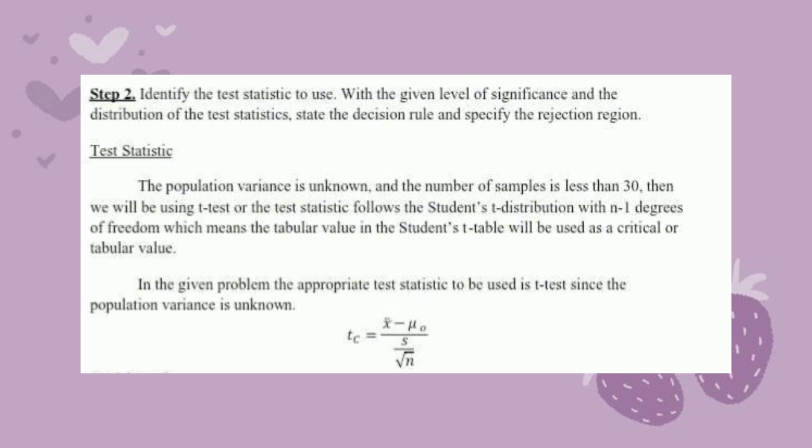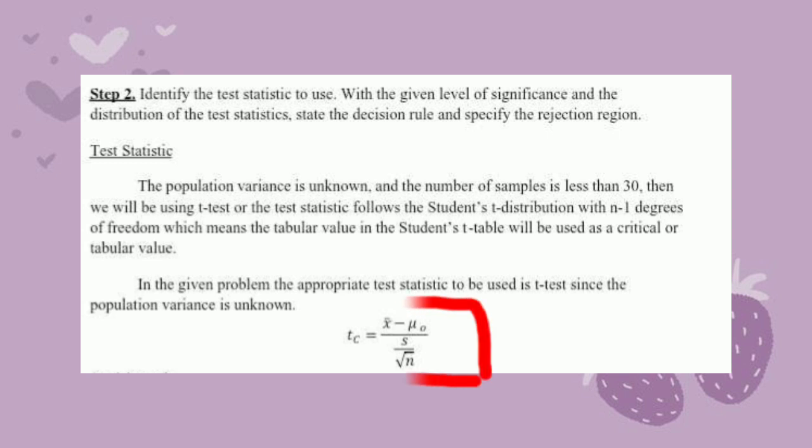For step 2, identify the test statistic to use with a given level of significance and the distribution of the test statistic. State the decision rule and specify the rejection region. Since the population variance is unknown and the number of samples is less than 30, we will be using the t-test, or the test statistic follows the student's t-distribution with n-1 degrees of freedom, which means the tabular value in the student's t-table will be used as the critical value. In the given problem, the appropriate test statistic to be used is the t-test since the population variance is unknown.